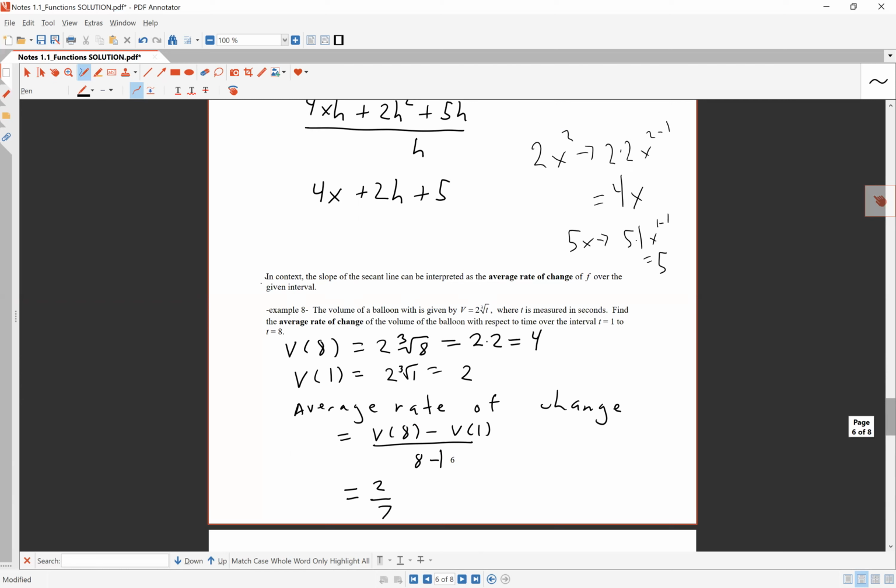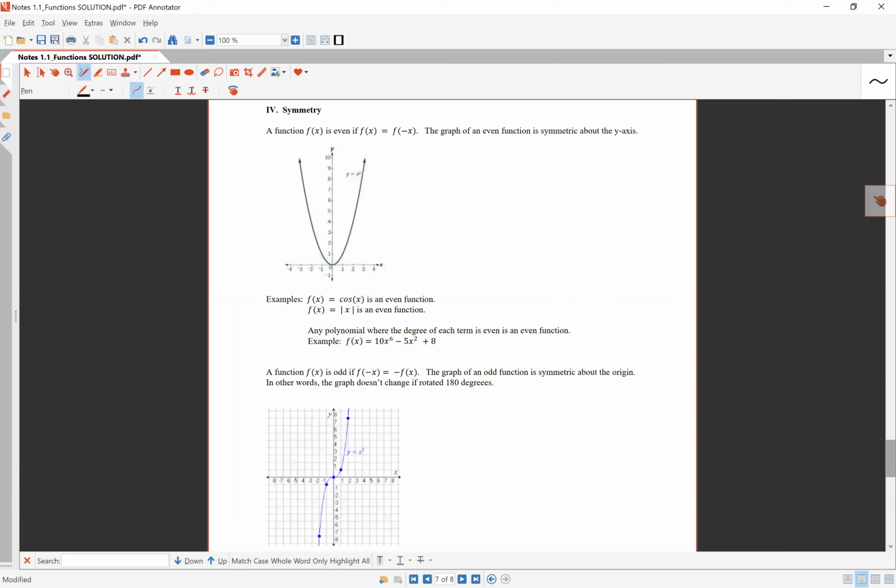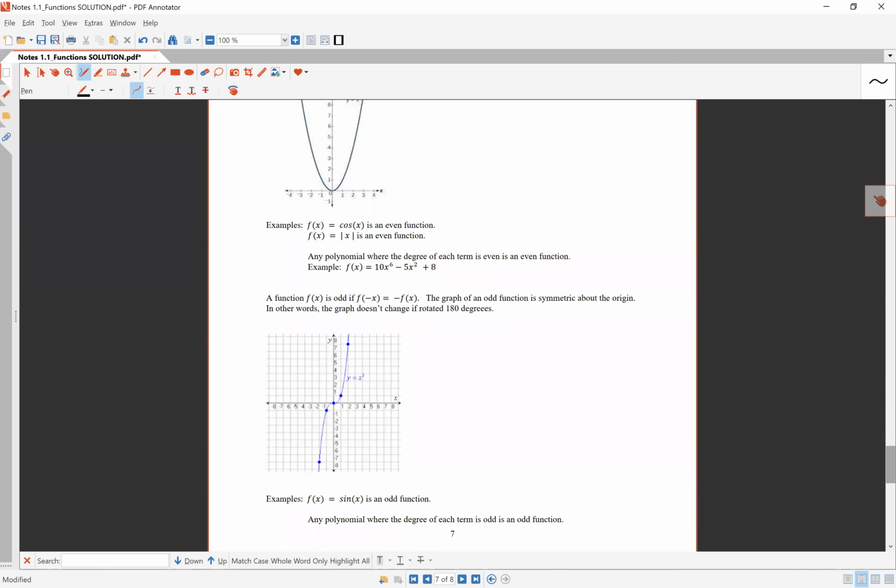And one other thing. You might want to just read this. There aren't any problems here, but we're going to talk more about even and odd functions. You probably talked about them in trigonometry: the cosine is an even function, the absolute value of x is an even function. A function is even if the graph is symmetric about the y-axis, or f of x is equal to f of minus x. And a function is odd if f of minus x is minus f of x. In that case, the graph is symmetric about the origin, or you can rotate the graph 180 degrees and the graph doesn't change. Sine of x is an odd function.